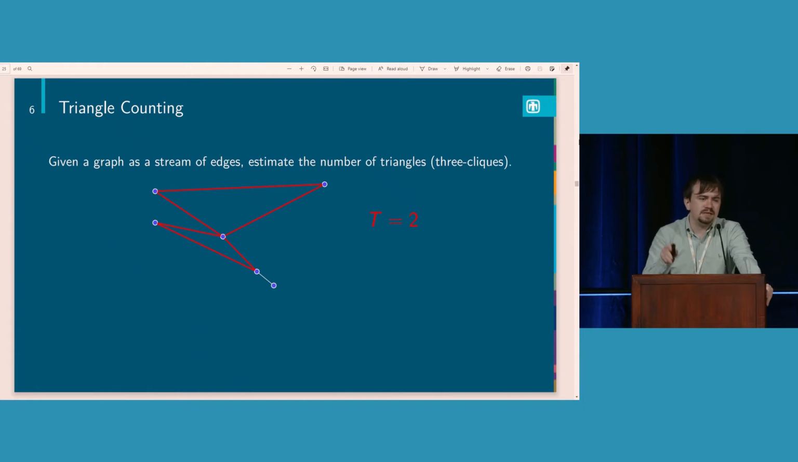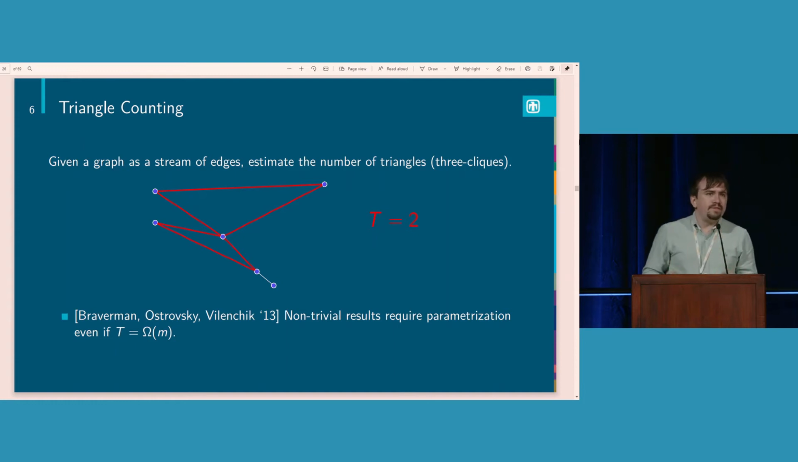Remember that you're trying to use as little space as possible. This problem is essentially intractable if you're just distinguishing between 0 and 1 triangles. And as it happens, even if I guarantee that there are like a linear number of triangles in the input, you still actually need some additional parameterization to have any possibility of a sublinear algorithm. And the proofs for this actually do apply to the quantum setting as well.